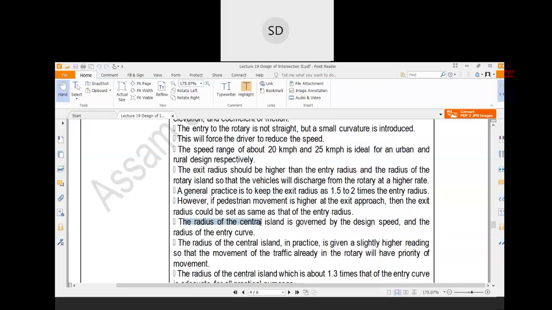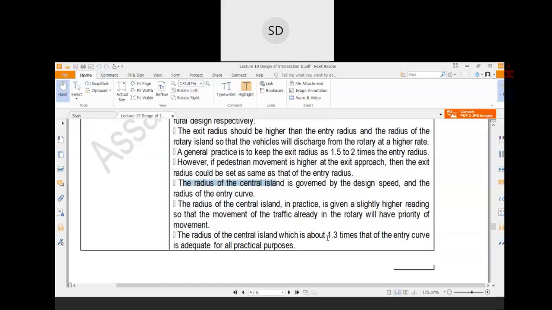The radius of the central island is governed by design speed and the radius of the entry curve. As the vehicles are coming through the entry curve, the design speed in the rotary intersection will be governed by the radius of the entry curve. Now, the radius of the central island in practice is given a slightly higher value so that the traffic already in the rotary will have priority of movement.